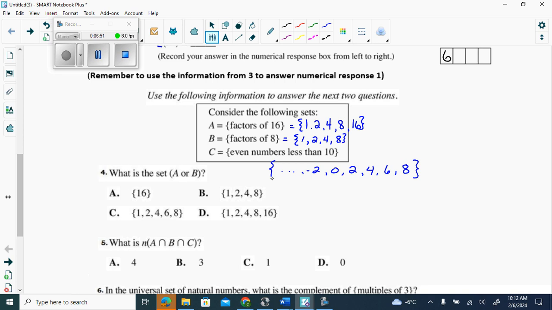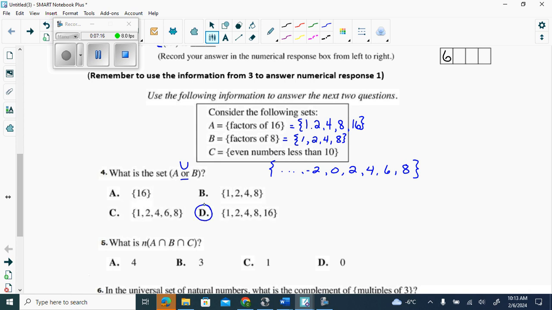This one says, what is in set A or B? In A or B, I have to list anything that's in A or in B. And how do I know this is an or? Because it says or, which is like this, a union, correct? So if it's in A or it's in B, I list it. Or means more. So 1, 2, 4, 8, and 16 are in A or B.